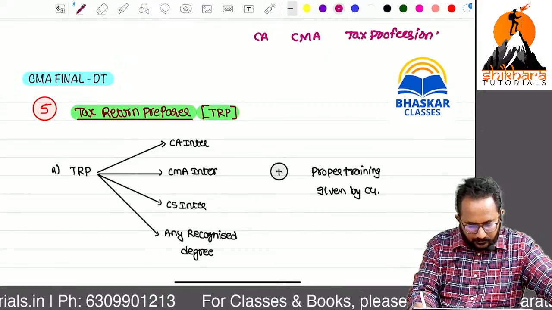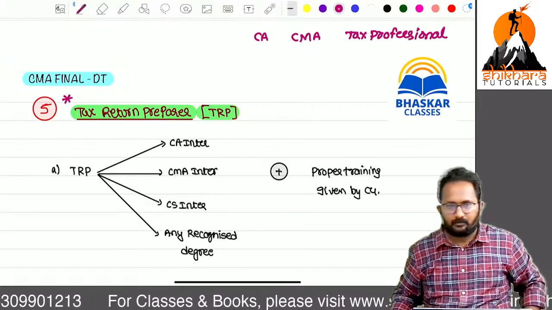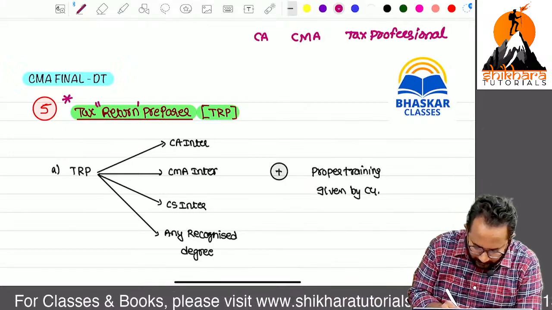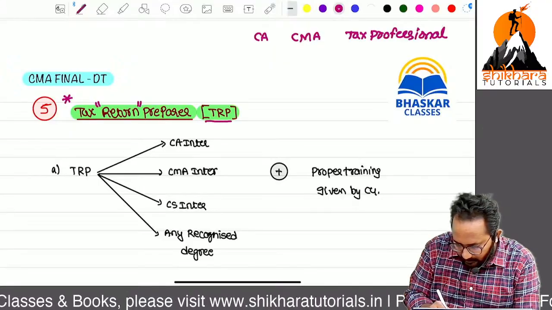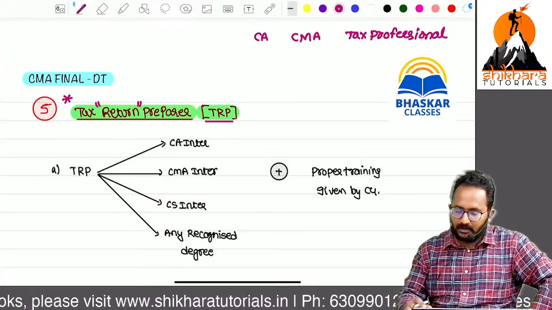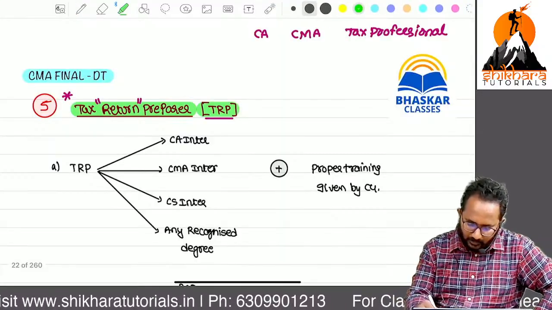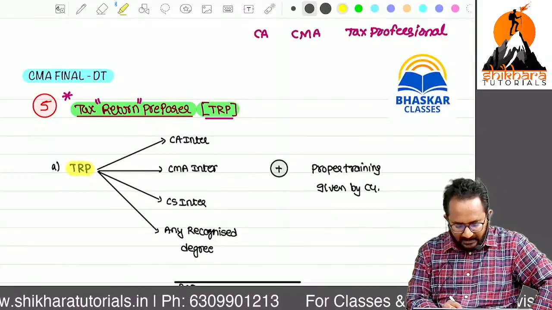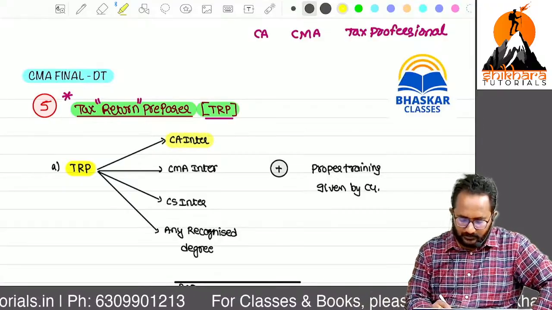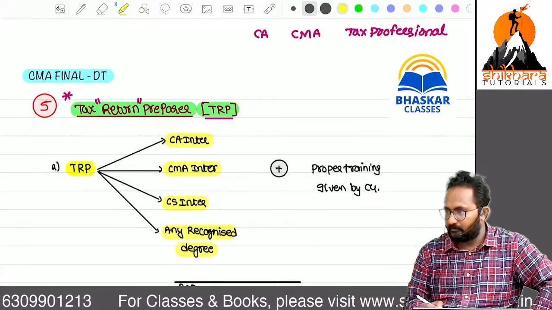But now I want to discuss the tax return preparer. Here they are just preparing the return of incomes. In short, you need to remember TRP: tax return preparer. As per the central government notifications, who can act as a tax return preparer? Those who have qualified CA Inter, CMA Inter, CS Inter or any other recognized degree.